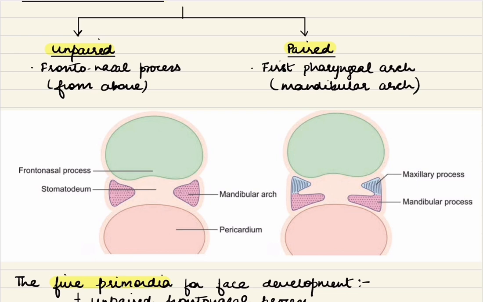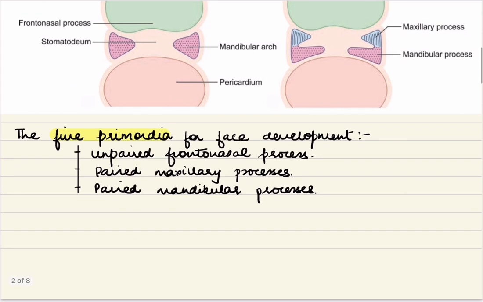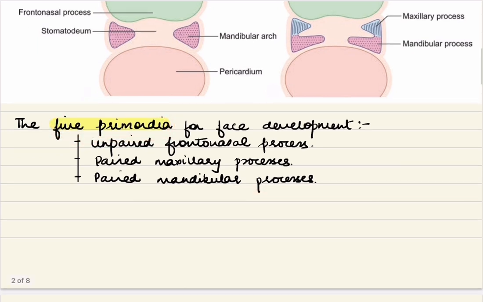And this mandibular arch gives off a bud superiorly, which is known as the maxillary process, and the lower part forms the mandibular process. So the face is formed by five primordia: the unpaired frontonasal process, paired maxillary processes, and paired mandibular processes. So these five primordia cause the development of the entire face.